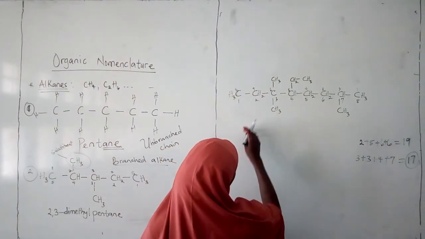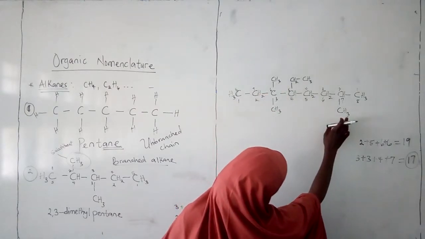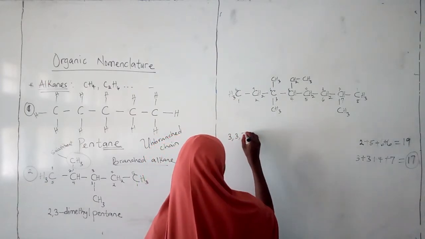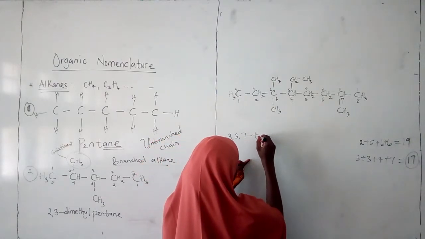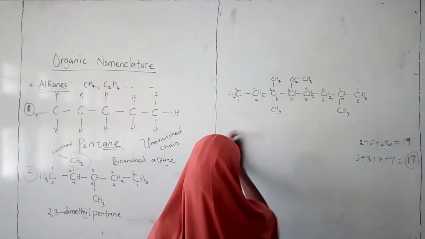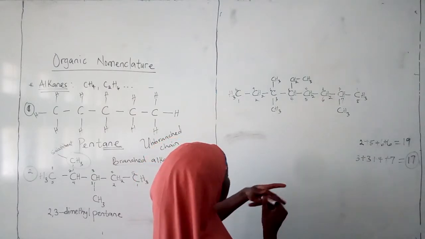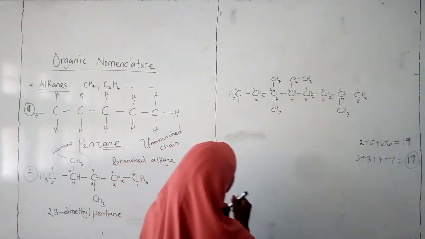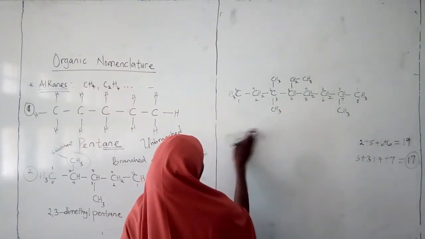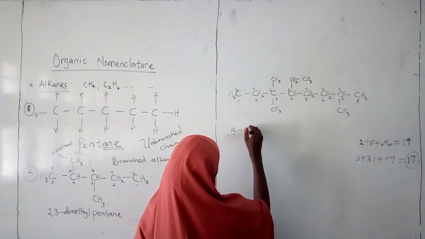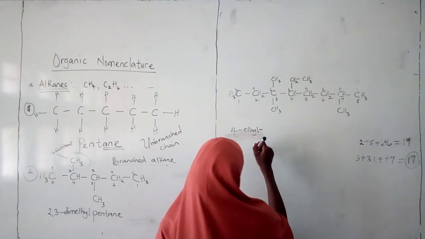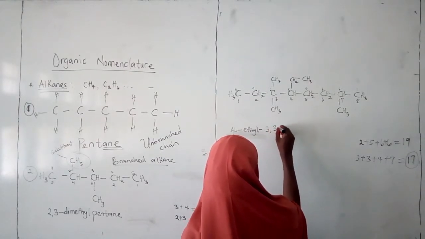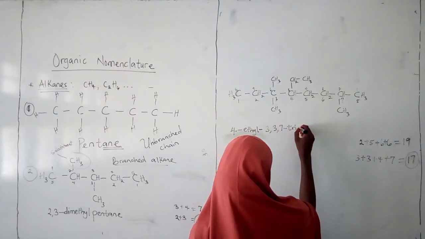So now we have an ethyl group in position 4, and methyl groups in position 3, 3 and 7. Since we have an ethyl group here, we are going to start with the ethyl, because while naming, we are going to name them alphabetically, and E comes before M. So we have 4-ethyl, then another dash, 3, 3, 7 trimethyl.